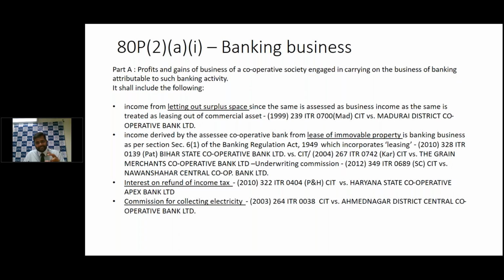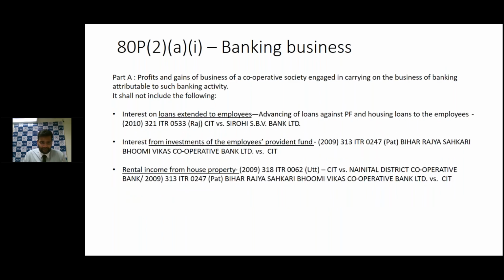However, if a cooperative society engaged in banking business derives any income which is not per se taxable under the head profits and gains of business or profession, but under other heads, then in that case, of course, the judgment of the Supreme Court in Totagar Cooperative Society will apply, and those incomes shall not form part of the income from banking business and are not allowable as such under Section 80P. These are the cases where the courts held that the income is not something which is derived from banking business or attributable to banking business.